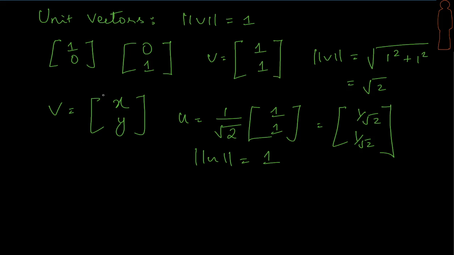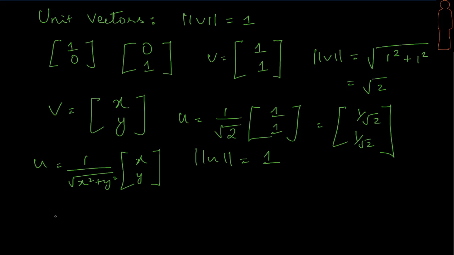Fantastic. Similarly, if you are given any general vector like this, what do we write for that? The unit vector u in the direction of v is going to be 1 by root of x square plus y square, and we do a scalar multiply of the original v vector. This is my unit vector in the direction of v.